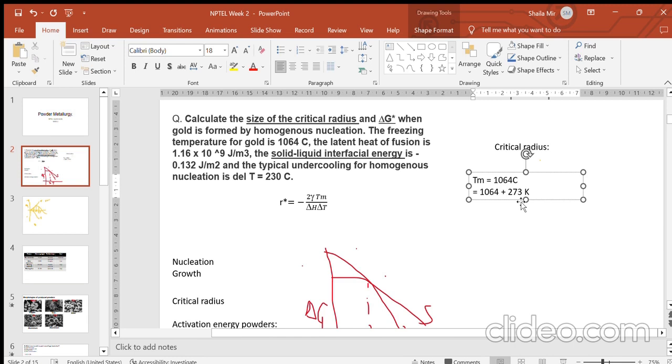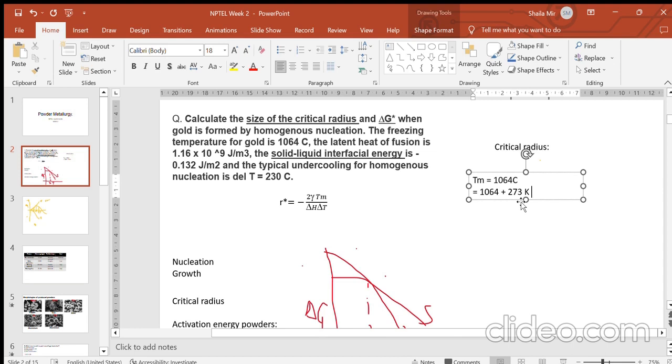Can you repeat? Around 6.03. I'm not able to get what you want to say. The answer will be around R star, the critical radius is 6 angstrom.